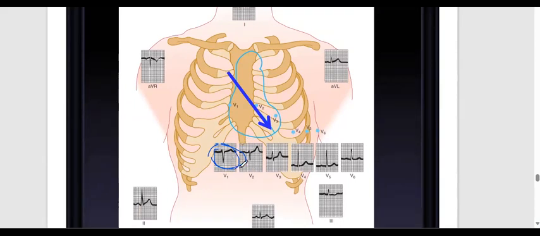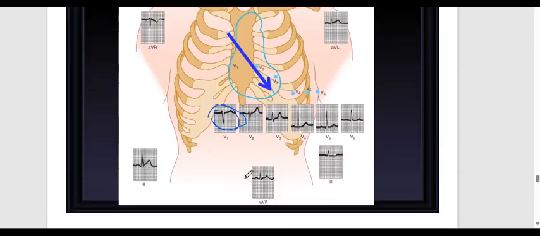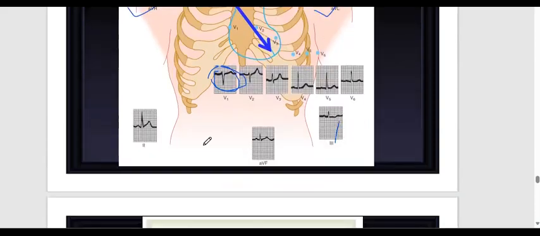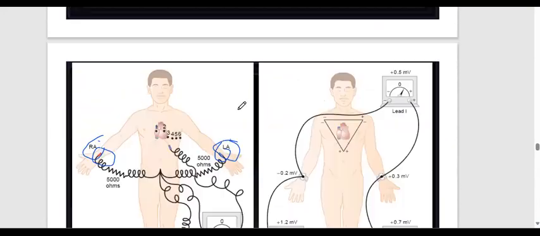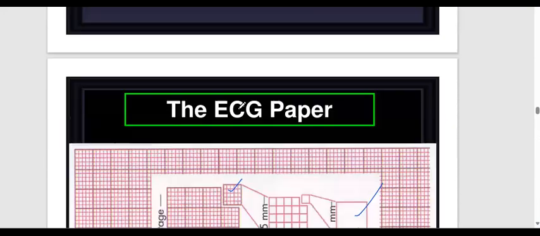In V2 we will get this, in V3 this type, then V4, V5, V6, and leads AVR, AVL, lead 2, lead 3, and AVF. So basically, this is a singular representation of the graph. Each like that we will get.